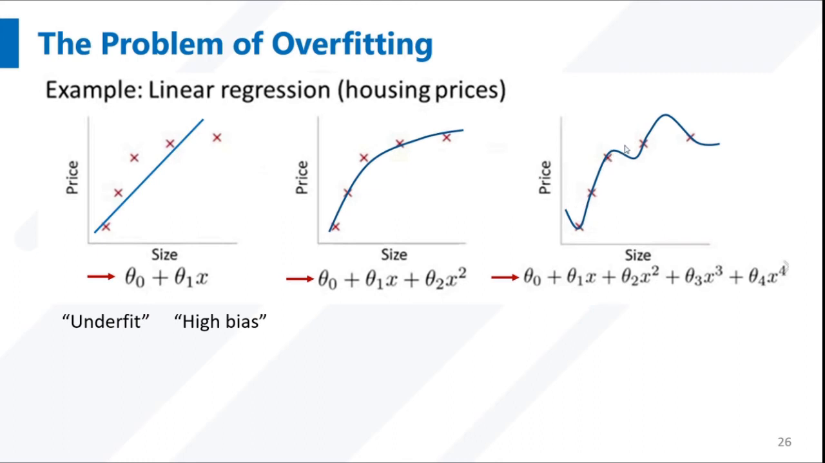You see, the fitted curve passes through all of the example points, but you can easily comment that this curve does not represent the normal trend. It is not a normal trend because it has ups and downs, but price cannot go up and down as size increases. So we call this overfit, and the other name of this fitting is high variance.